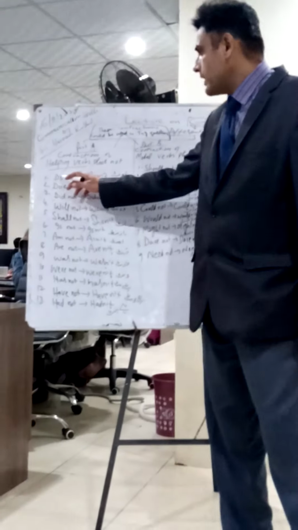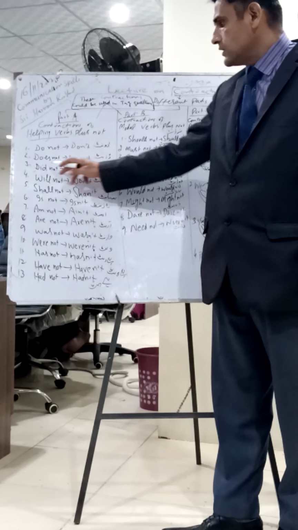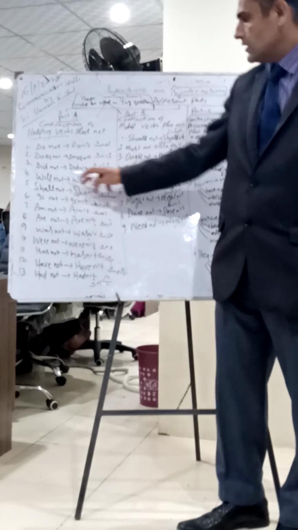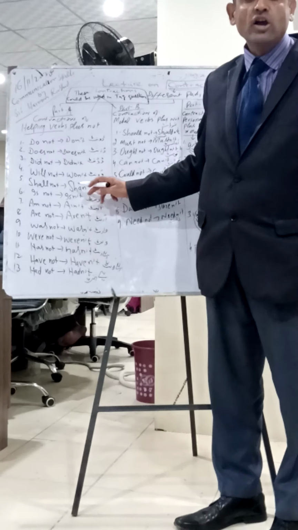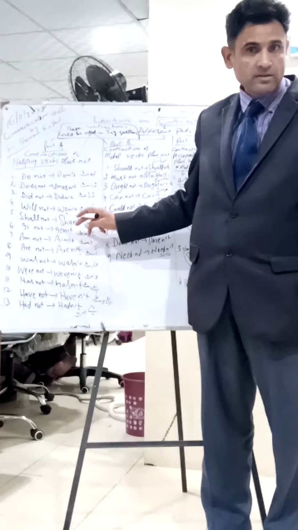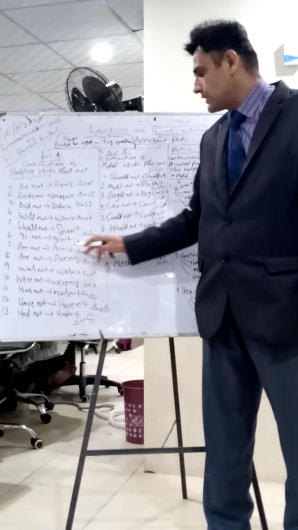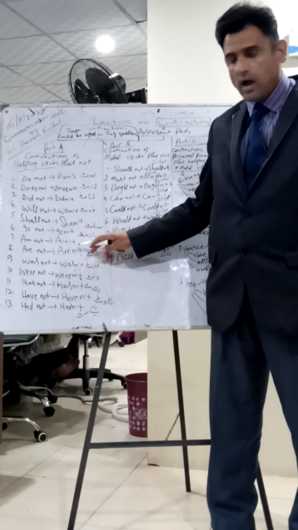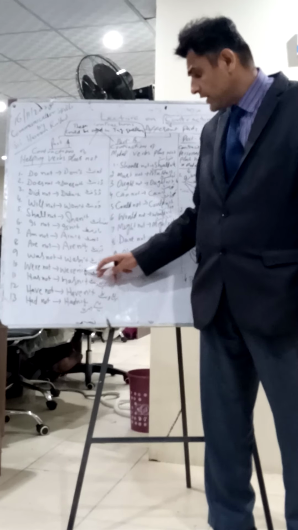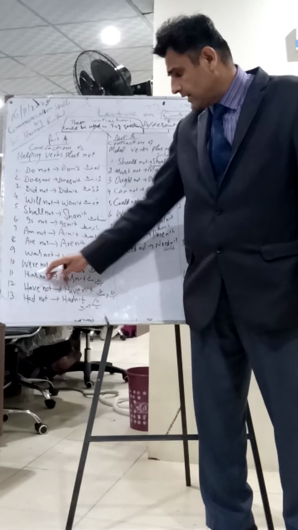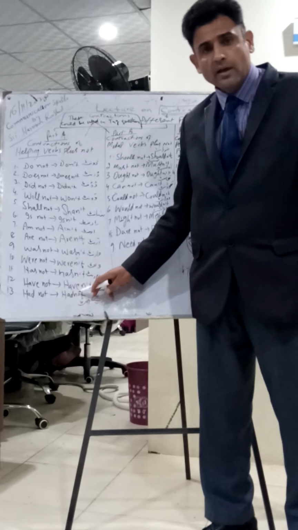For example, we can contract do not as don't, does not as doesn't, did not as didn't, will not as won't, shall not as shan't. Shan't is in British English, shan't is in American English. So is not, isn't, am not, ain't, are not, aren't, or aren't, was not, wasn't, were not, weren't, or weren't, has not, hasn't, have not, haven't, had not, hadn't.